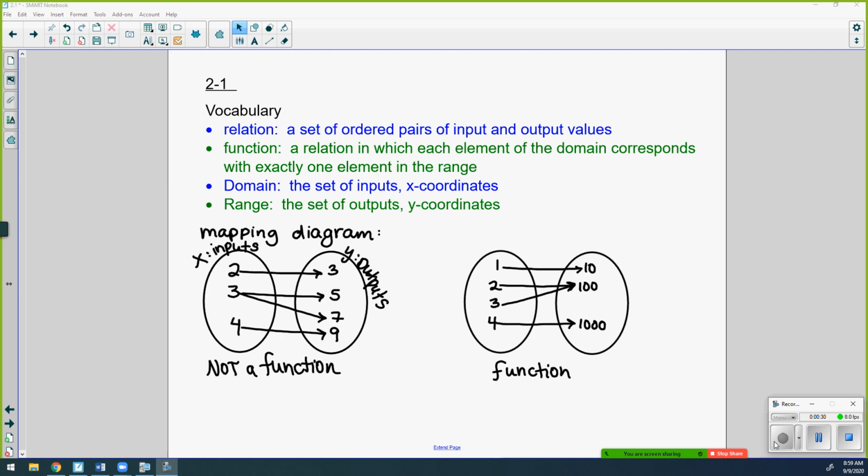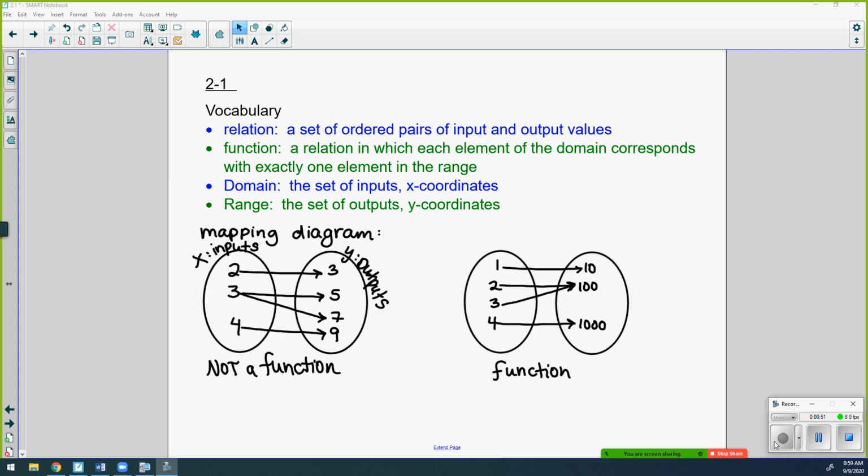Okay, now that you have the vocabulary down, let's talk about a mapping diagram. With a mapping diagram, you're using 2 ovals to place all of your inputs on the left and all of your outputs on the right. So your inputs are all of the x values that you might plug into a function, and the y's are all of the possibilities that you might get out.